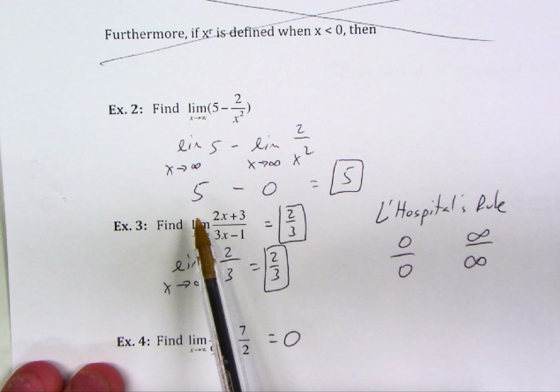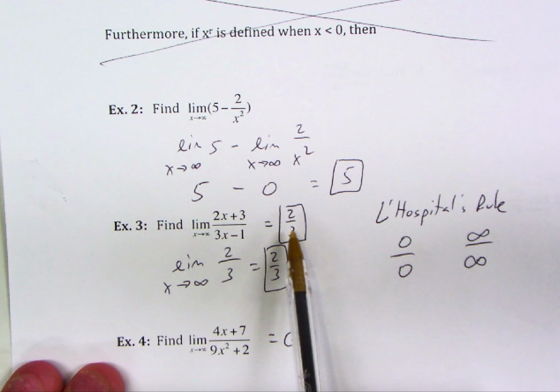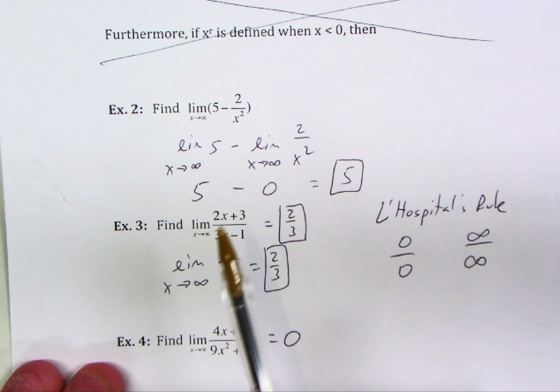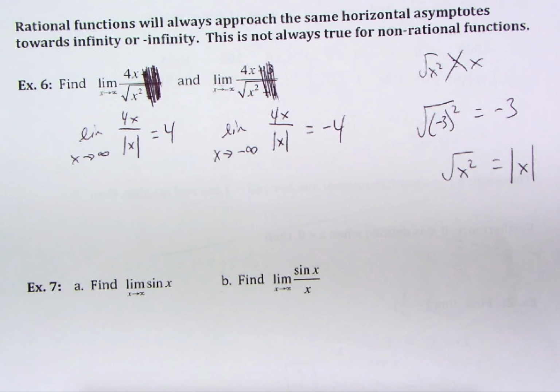So with rational functions like these ones over here, had I made this be negative infinity instead of infinity, the answer would still be 2/3. If I made this negative infinity instead of infinity, the answer would still be 0. So for these ones, it doesn't matter with infinity or negative infinity. When you get into radicals and non-rational functions, now you need to be a little more careful. And then we have trig.